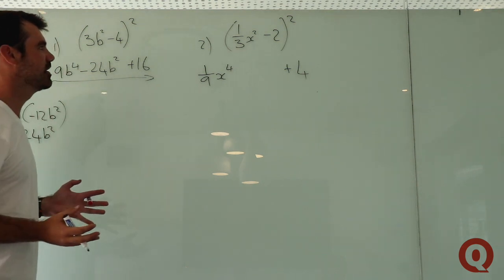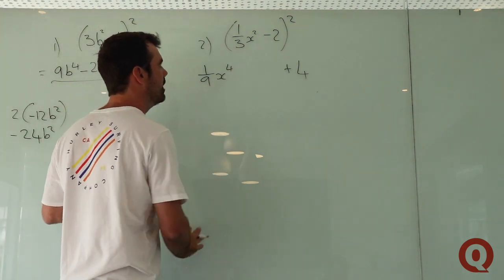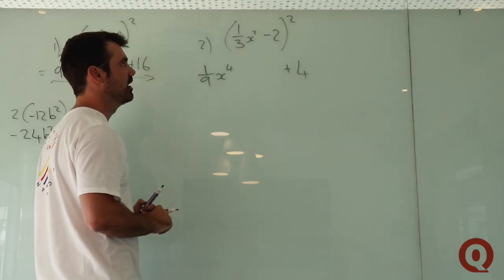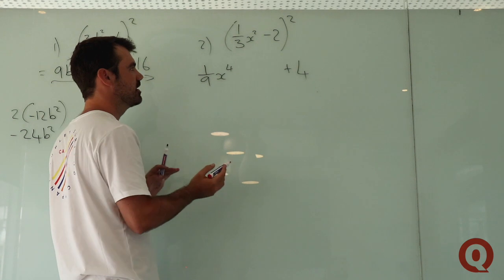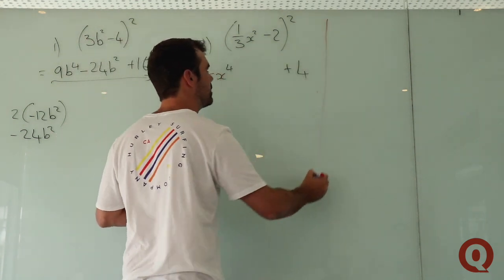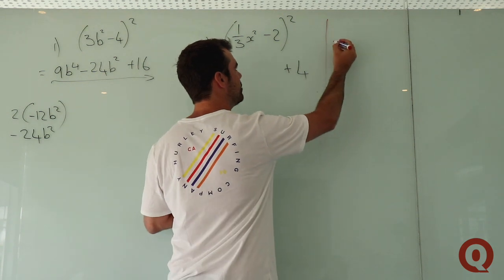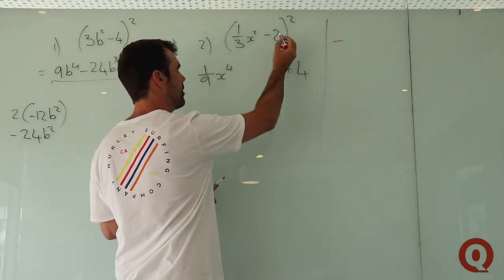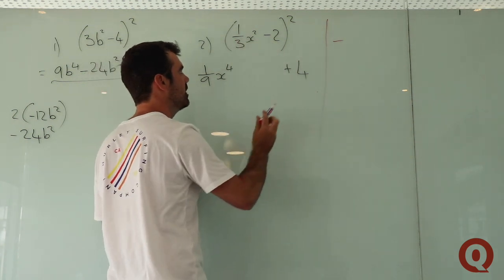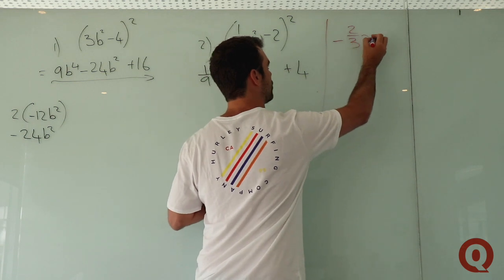How do I find the middle term? Multiply the two terms together. Now again, we're back to that skill of multiplying a fraction by a whole number. We said, first things first, let's get the positive and negative out of the way. A positive times a negative gives me a negative answer. 2 times a third, I take my whole number, I multiply it by my numerator, so I get a negative 2 over 3 x squared.